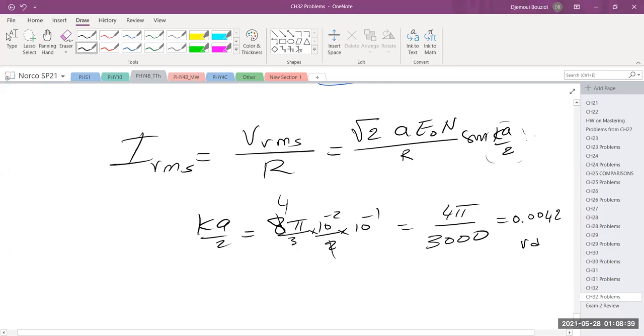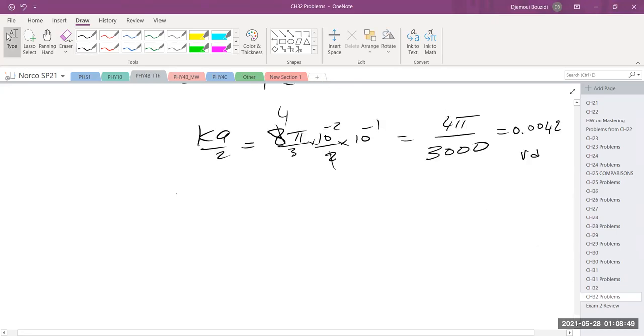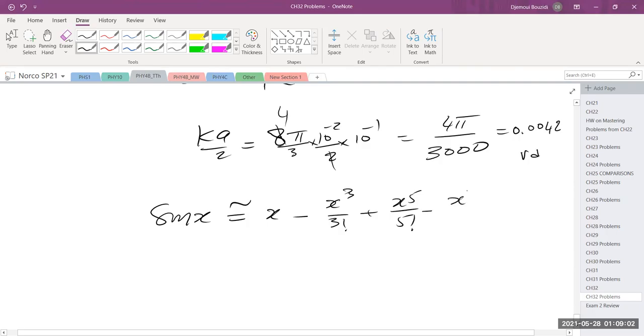This is in radians, because all of this calculation is just numerical calculation. So we didn't convert it to degrees or anything like that. So this is in radians, it's a very small angle. And for small angles, you do the Taylor series, which says basically that the sine of X for small values of X is basically X minus X cubed over 3 factorial plus X to the power 5 over 5 factorial minus X to the power 7 over 7 factorial and so on and so forth.